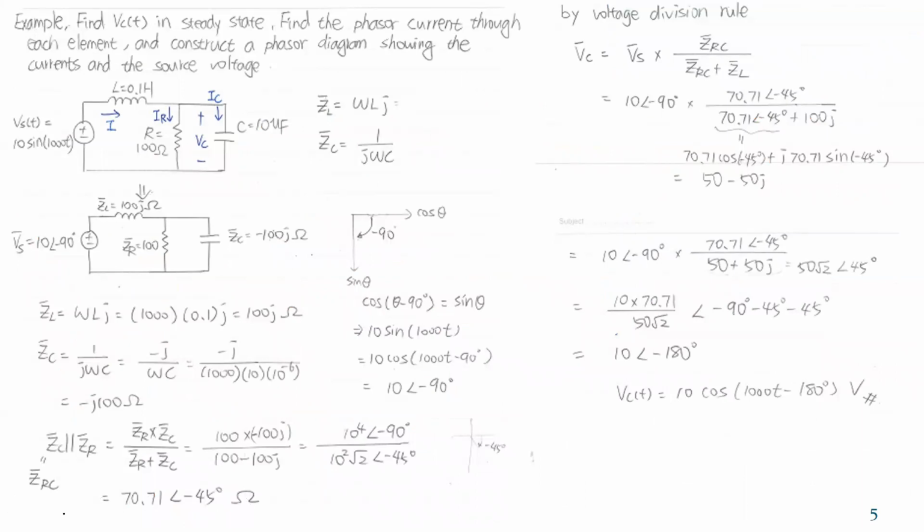Okay, you are given this circuit, and it asks you to find VC(t) in the steady state, and find the phasor current through each element. So you need to find the capacitor voltage in the steady state. And remember, it asks you to return it as a function of time. And it asks you to find the phasor current through each element.